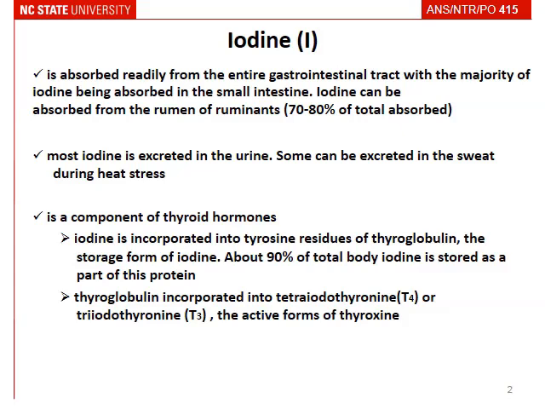But specifically with iodine, it is readily absorbed from the GI tract, with the majority of it absorbed throughout the small intestine. And it can be absorbed within the rumen of ruminants, so about 70 to 80% of the iodine in ruminants is absorbed in the rumen. In addition, when you have excess iodine, it's primarily excreted in the urine. You have some that you lose with sweat, and that's during severe cases of heat stress.